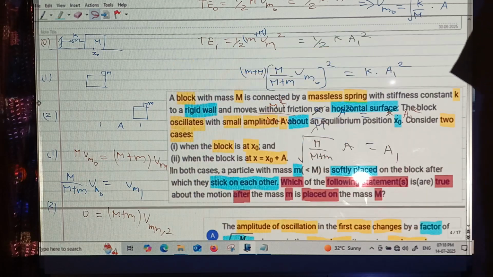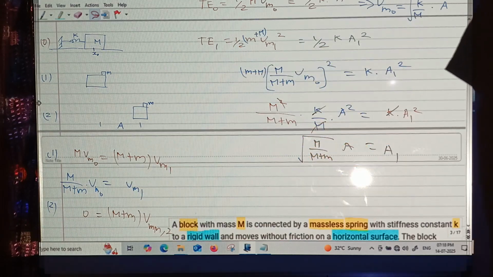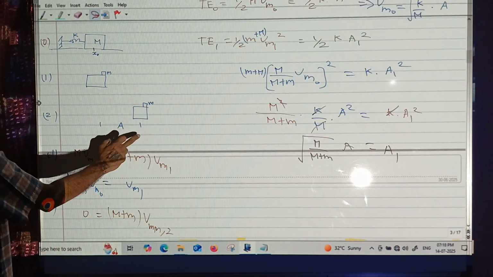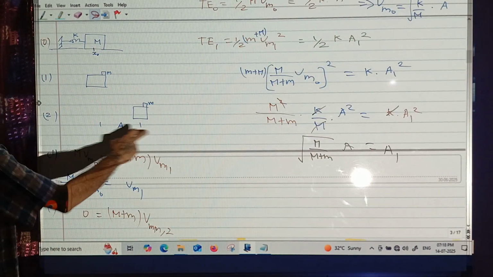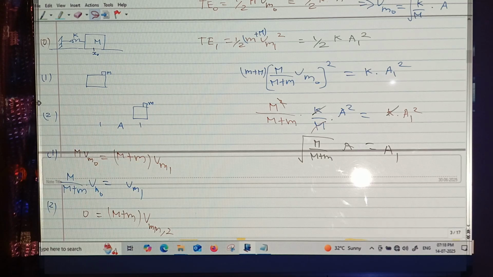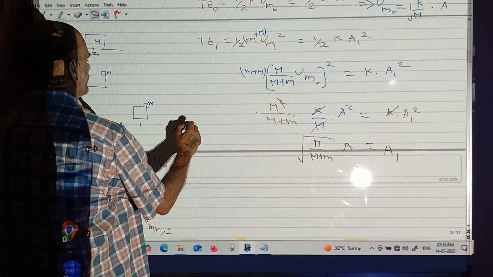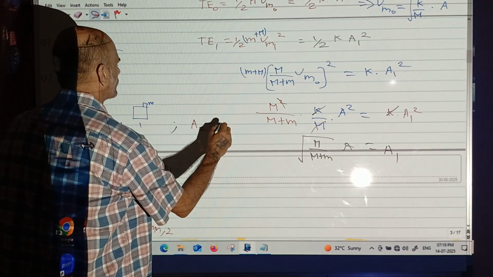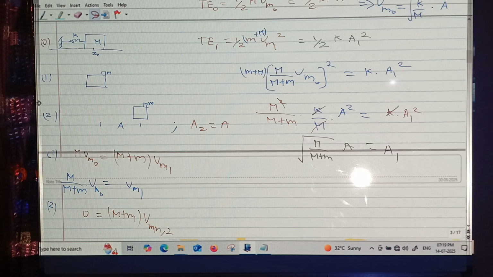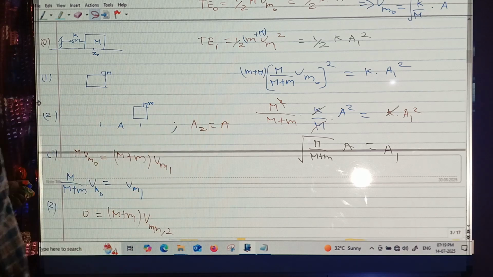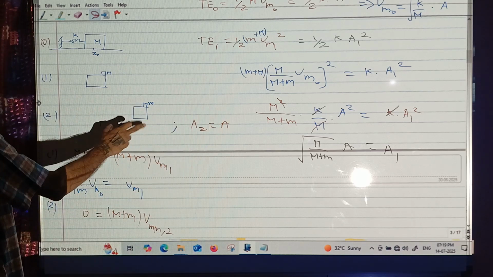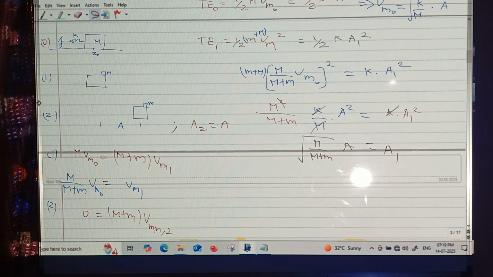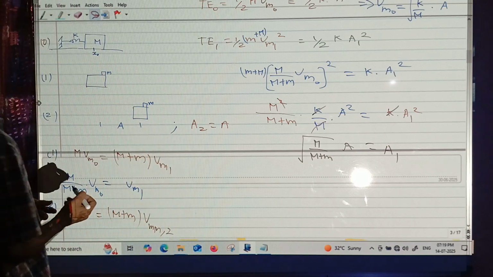In the second case the amplitude will not change, because in the second case this m is placed here. So the initial condition is this much amplitude, so the amplitude will be maintained. The amplitude in the second case is the same as the original. Amplitude will not change in the second case, because the amplitude is decided by the initial extreme position. So this mass is placed at the extreme position, and since this amplitude is fixed, it will maintain the same amplitude. So option A is true.